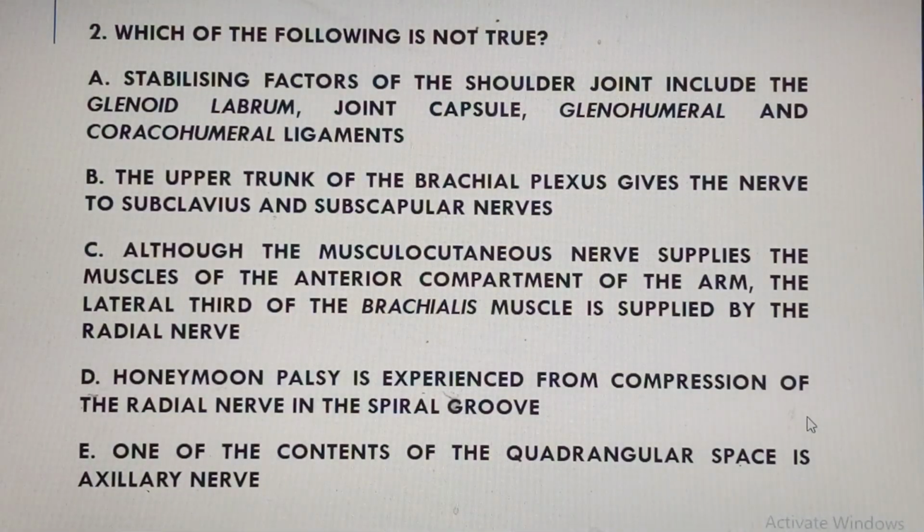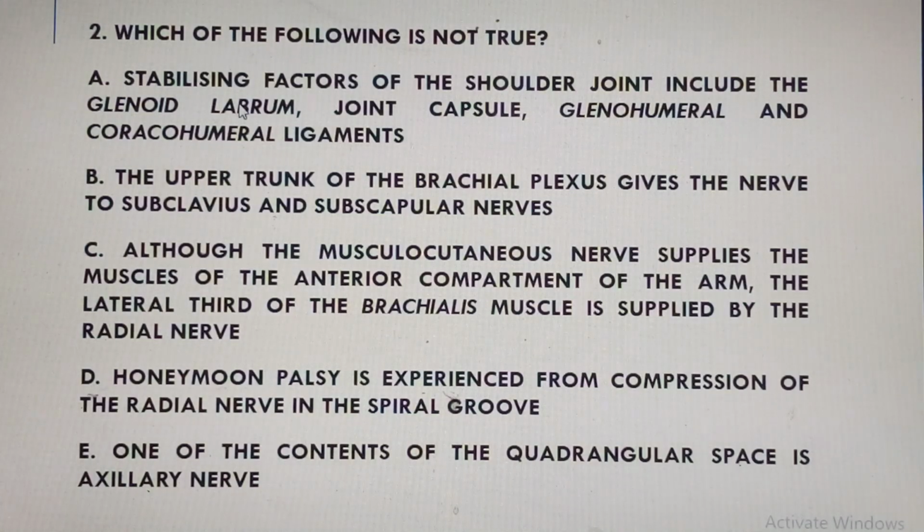All right, so let's go to question number 2. Question number 2 says, which of the following is not true? Option A says stabilizing factors of the shoulder joint include the glenoid labrum, joint capsule, glenohumeral, and coracohumeral ligaments. Yes, that's a very true statement.